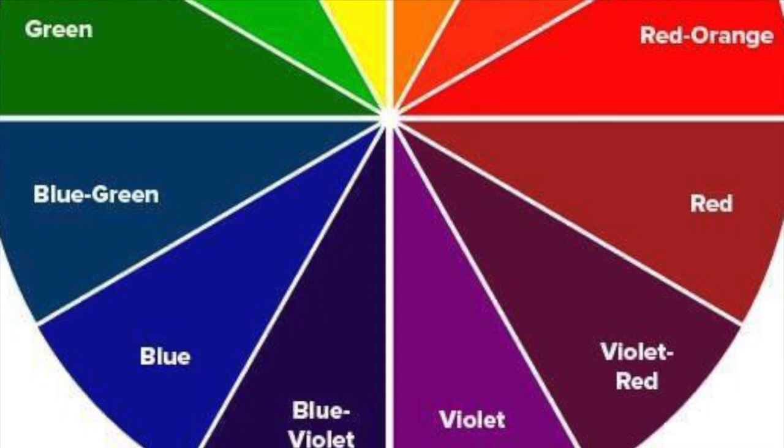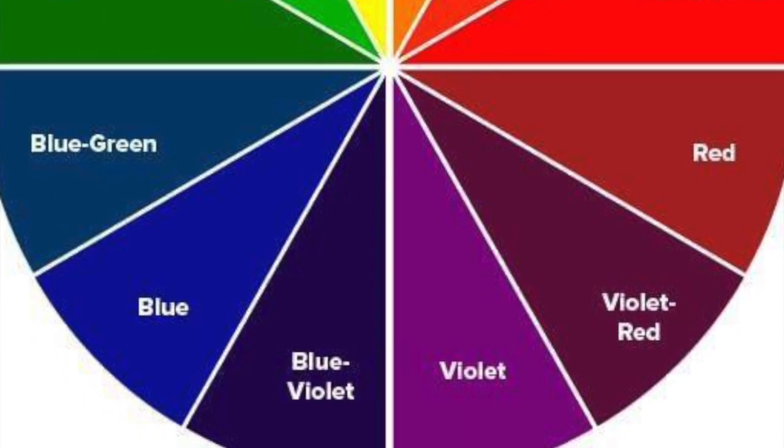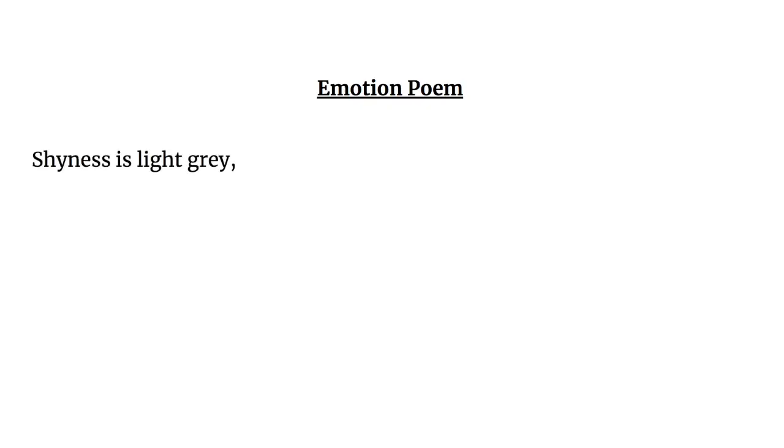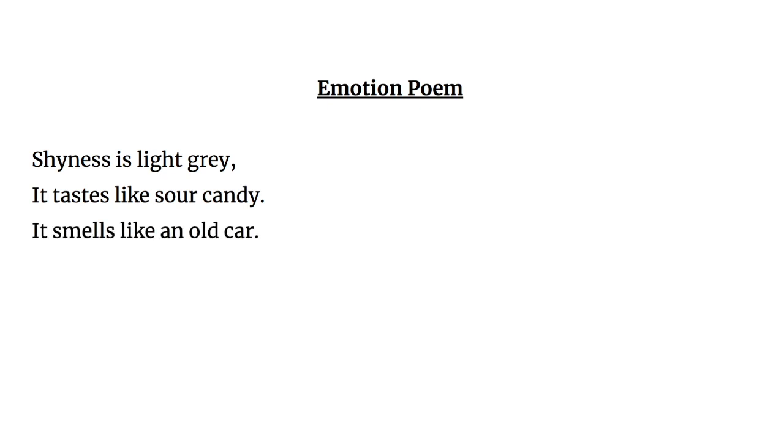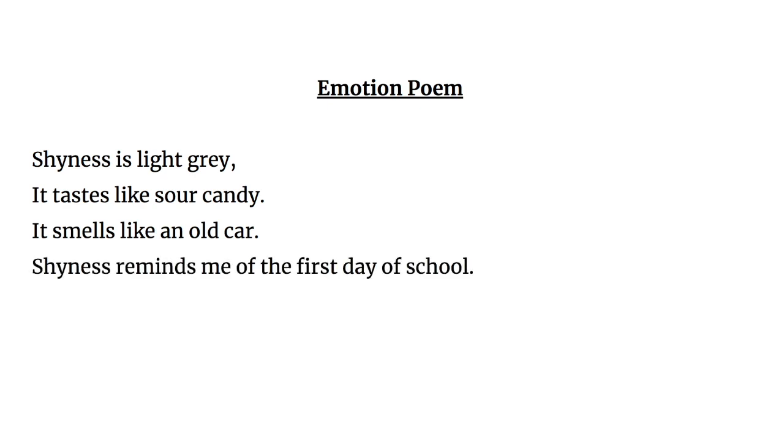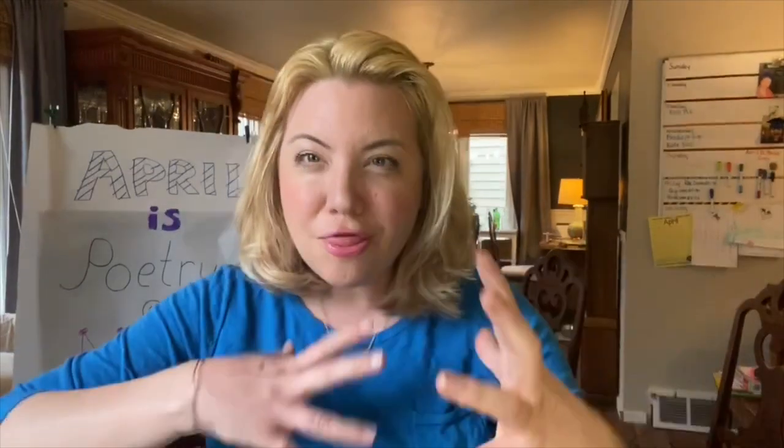So let's read our emotion poem. Shyness is light gray. It tastes like sour candy. It smells like an old car. Shyness reminds me of the first day of school. It sounds like when everything is quiet. So that's all those fun sort of descriptor sensory words, just down to one color and one emotion.